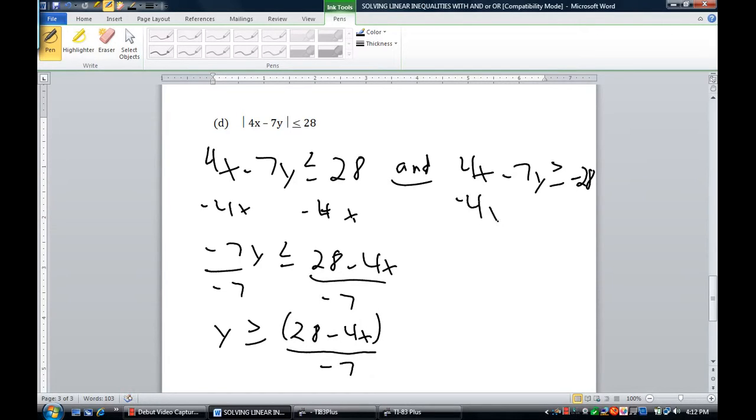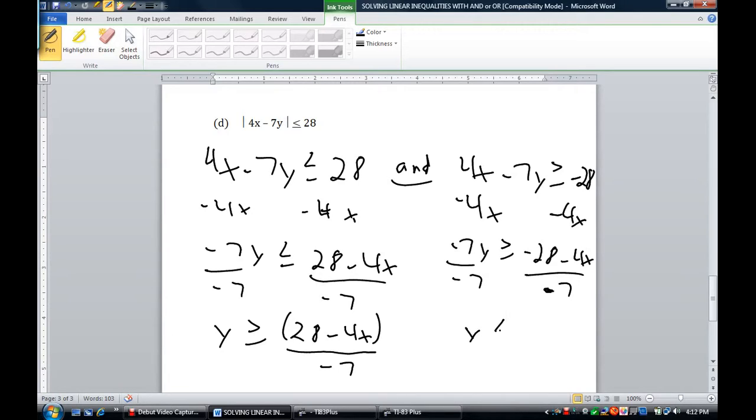So it's the same process over here. Subtract 4x from both sides. We get negative 7y greater than or equal to negative 28 minus 4x. Divide both sides by negative 7. We know what happens when we divide by negative.